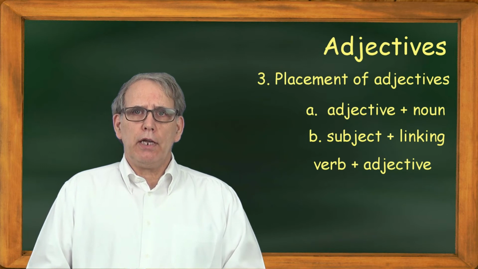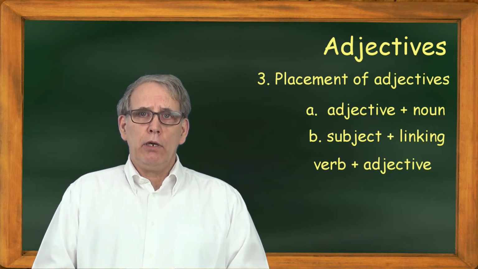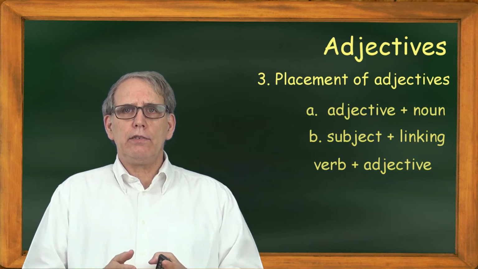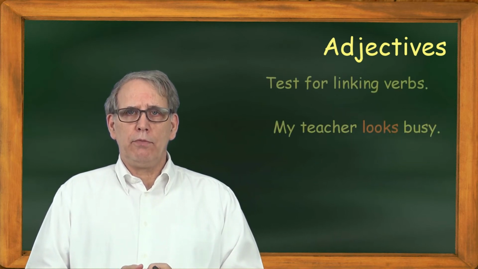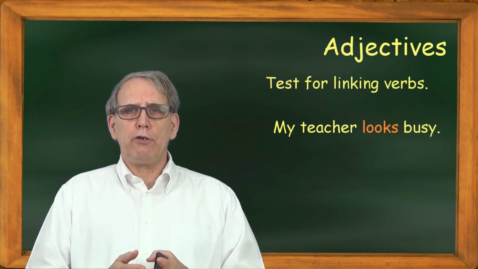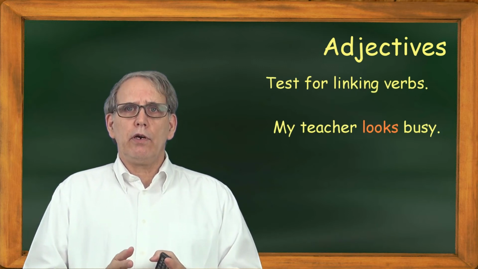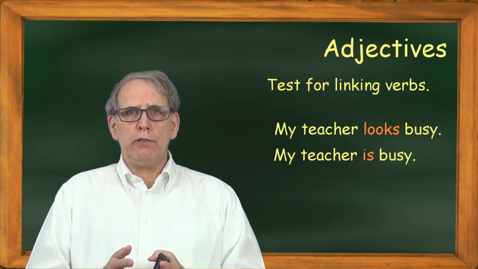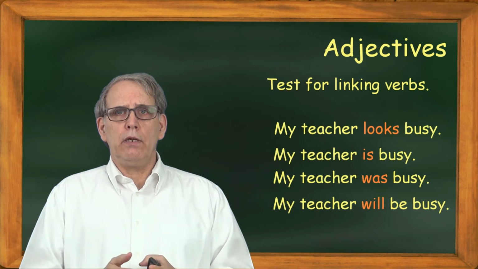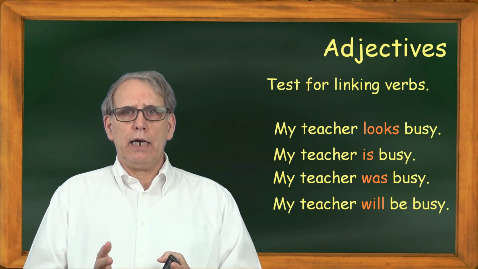If you're not sure if the verb you're using is a linking verb, try replacing it with the to be verb. For instance, in the sentence, my teacher looks busy, we can replace the verb looks with the to be verb and have a completely correct sentence. For example, my teacher is busy, my teacher was busy, my teacher will be busy. All of these are grammatically correct.